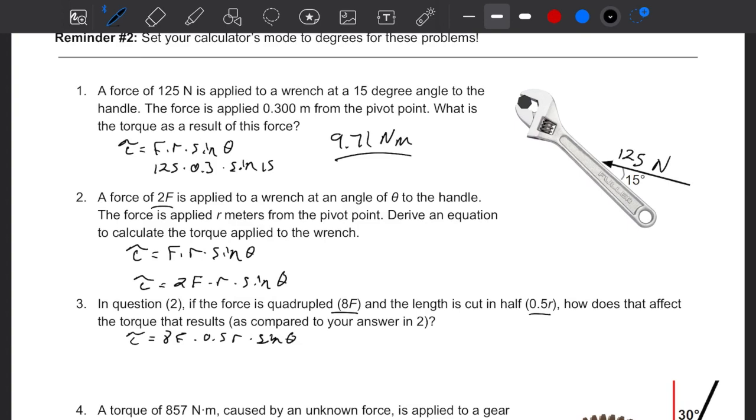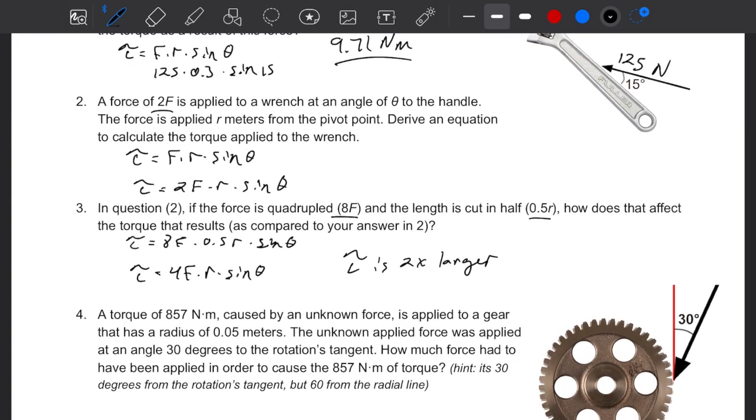We can consolidate numbers because we're multiplying. So 8 times 0.5 would be 4, so 4 times F times R times sine of theta. Once we have that and put it together, we can see that we went from 2F R sine theta to 4F R sine theta. So essentially the torque is twice as large. It is doubled.